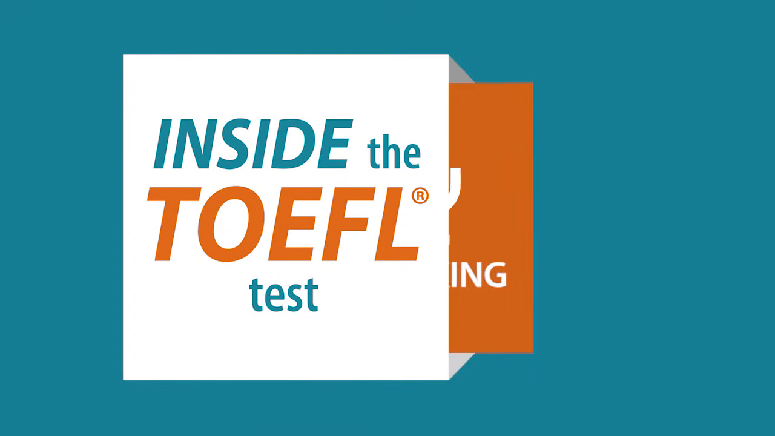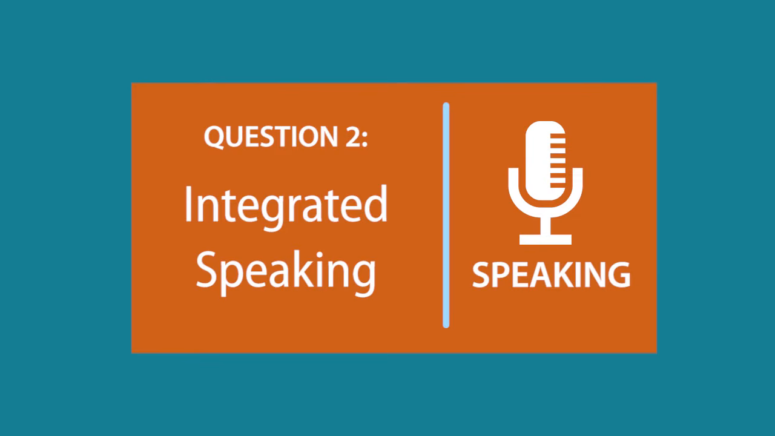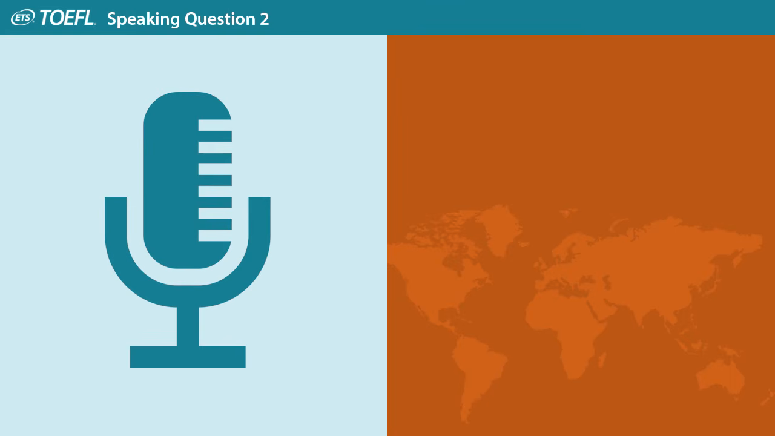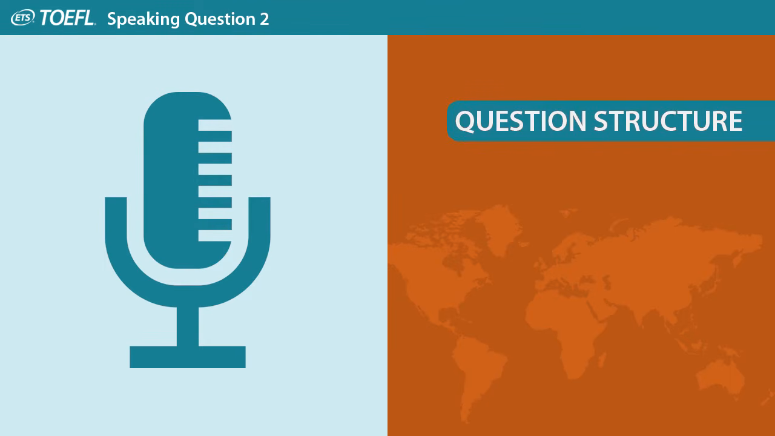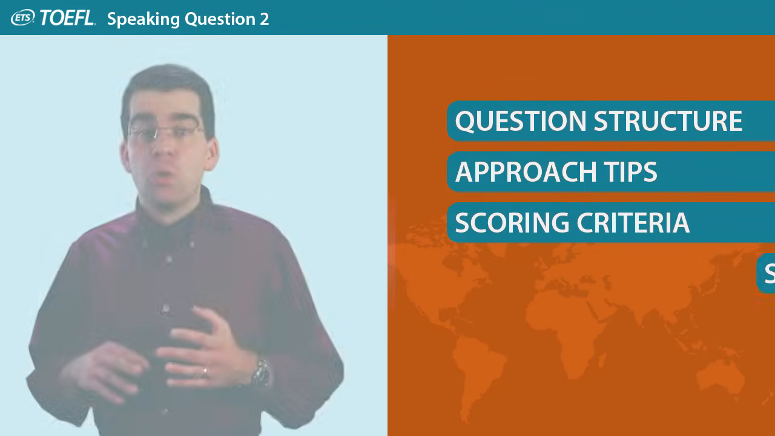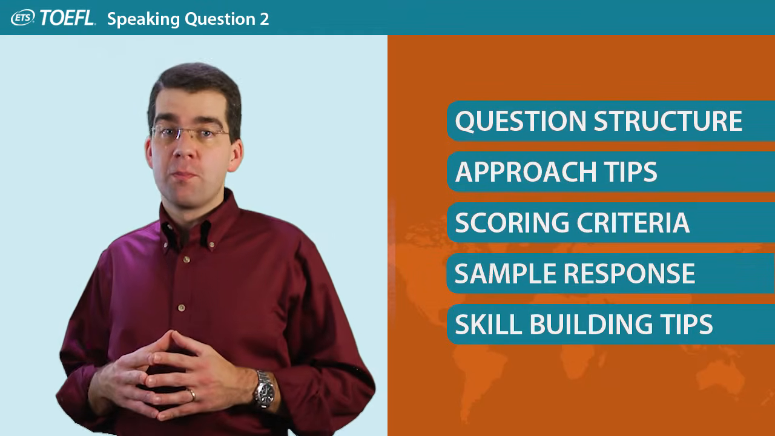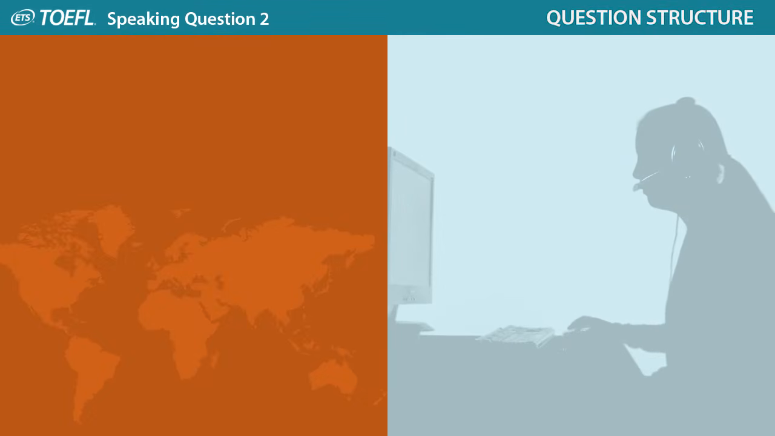Today, we're going to go inside the speaking section of the TOEFL test, specifically question 2, the integrated speaking questions about campus situations. So in the next few minutes, we're going to look at how the question is structured, how to approach the question, how your response is scored. We'll look at a sample response that received a high score, and we'll give you some tips for improving your speaking skills. So here's generally what question 2 will look like.